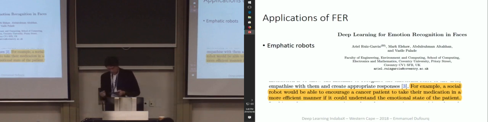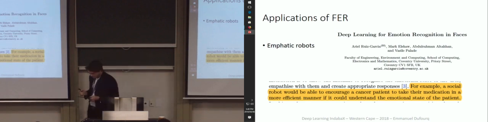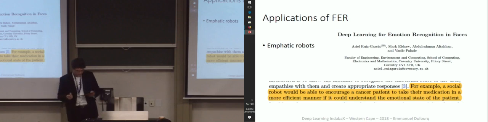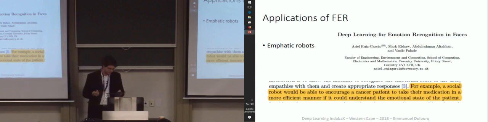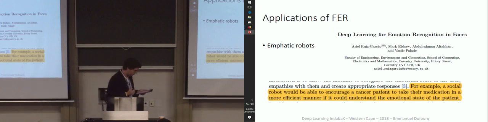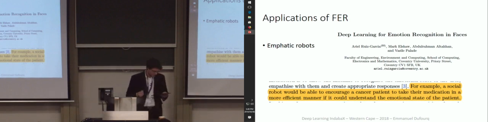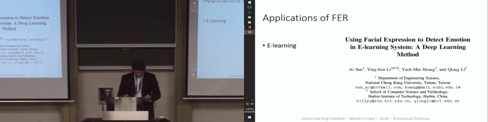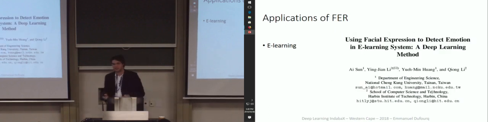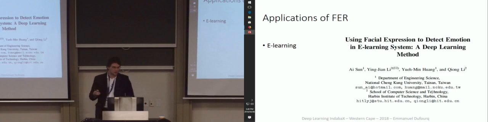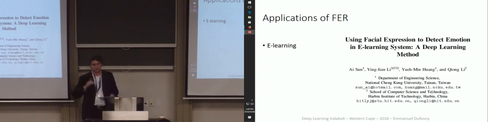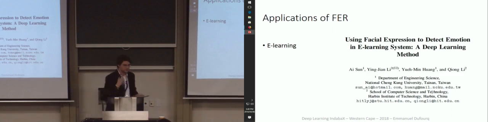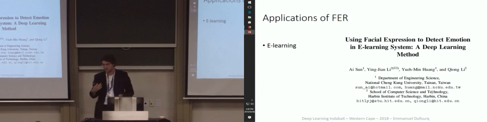In this study, the authors state, quote, a social robot would be able to encourage a cancer patient to take their medication in a more efficient manner if it were able to understand the emotional state of the patient. This is another interesting study where there's a teacher and there are students in a remote environment, and there's a webcam which is monitoring their emotional state, which is providing feedback back to the educator.